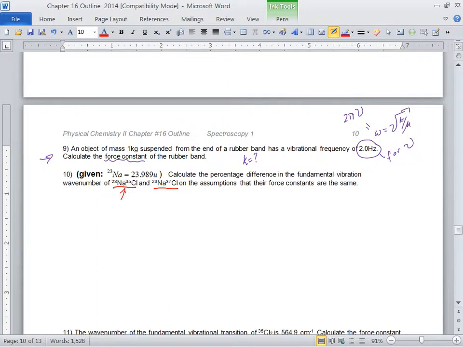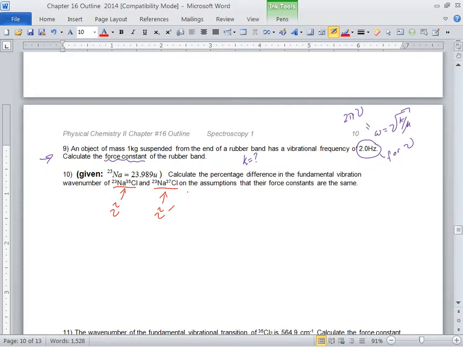What's the symbol for wave number? Nu with a tilde. And let's give that one a prime. Okay, because the math is, if you take out all these constants, life is a lot easier. And the reason I'm doing this is because here's the wave number and wave number prime. So wave number prime is that of the isotope with chlorine 37.